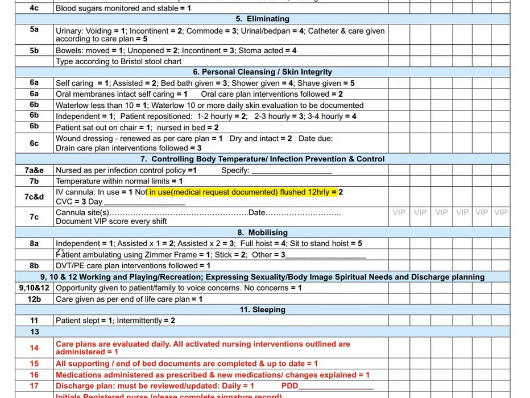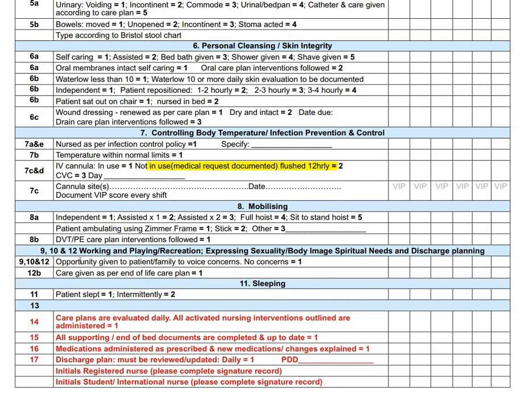Mobilizing then, so 8A is the patient mobilizing independently is 1, assisted by 1 is 2, assisted by 2 is 3, full hoist is 4, and sit to stand hoist is 5. Patient ambulating using Zimmer frame is 1, stick is 2, other is 3, and you can document what other is there. 8B, DVT or PE care plan interventions followed is 1. So again, if you're putting 1 in the box, make sure that your care plan and interventions are all activated and up to date.